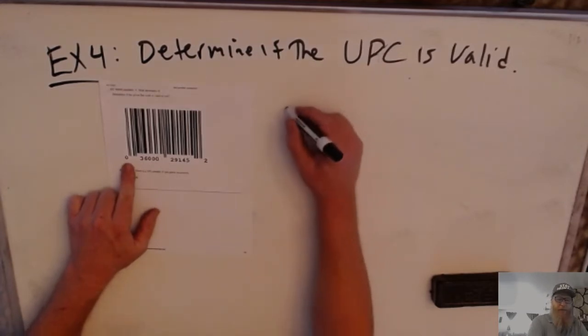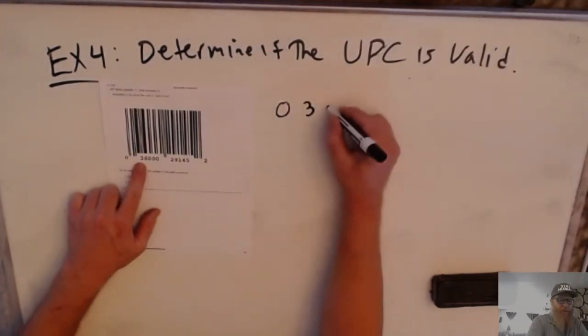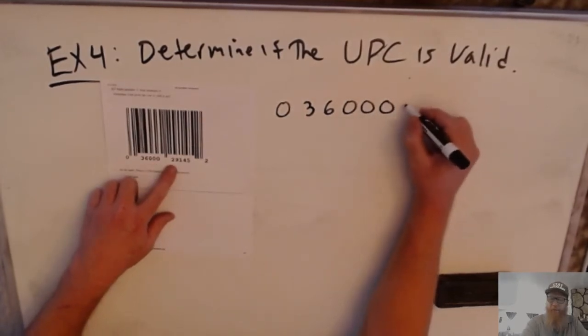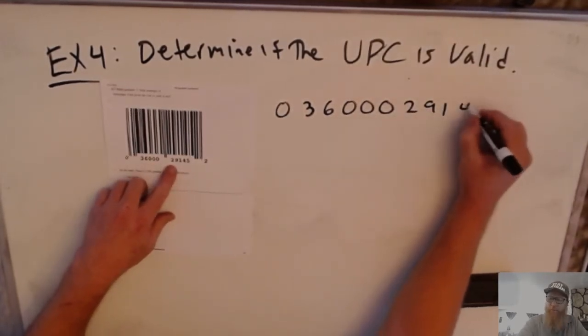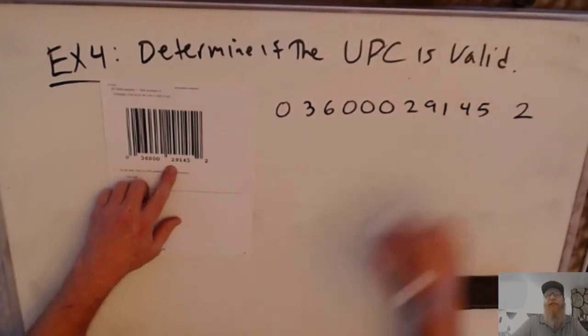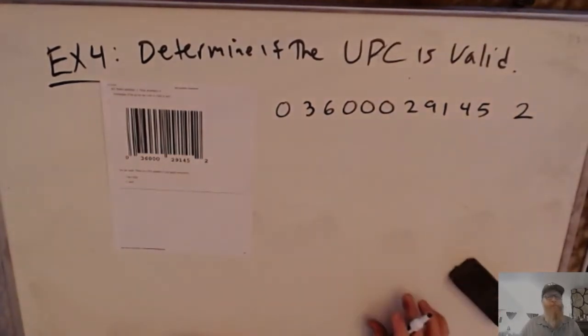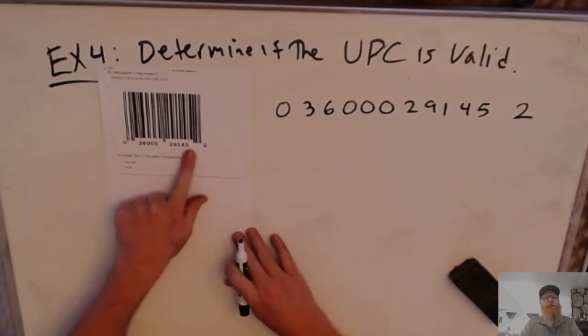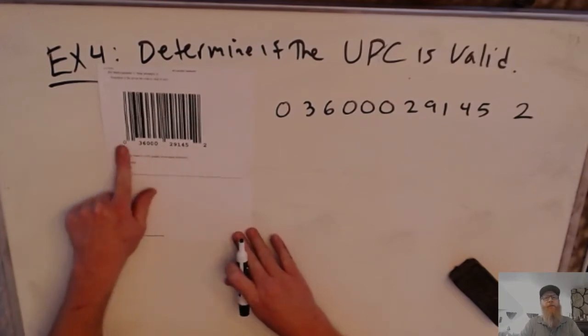Okay, so I got 0, 3, 6, 0, 0, 0, 2, 9, 1, 4, 5, and then the check digit is 2. This is my UPC code. I'm just copying all of these digits on the bottom here.